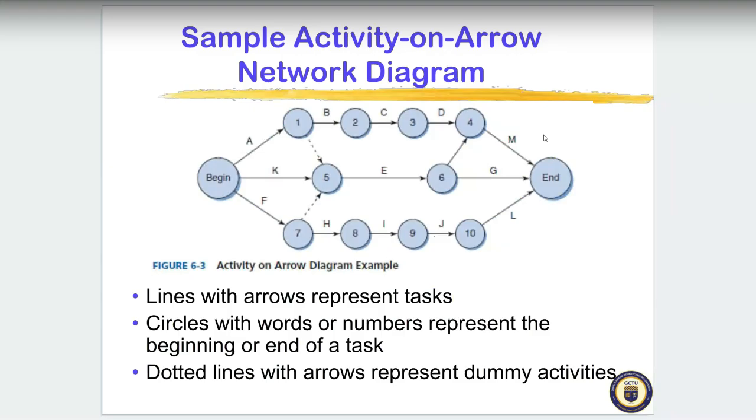Okay, some of them are events. And circles with words or numbers represent the beginning or the end of the task, as explained. Then the dotted lines represent dummy activities. When we say dummy activity, it is an activity that doesn't have cost or duration. It is not really important. It doesn't have any resources. So that is a dummy activity.